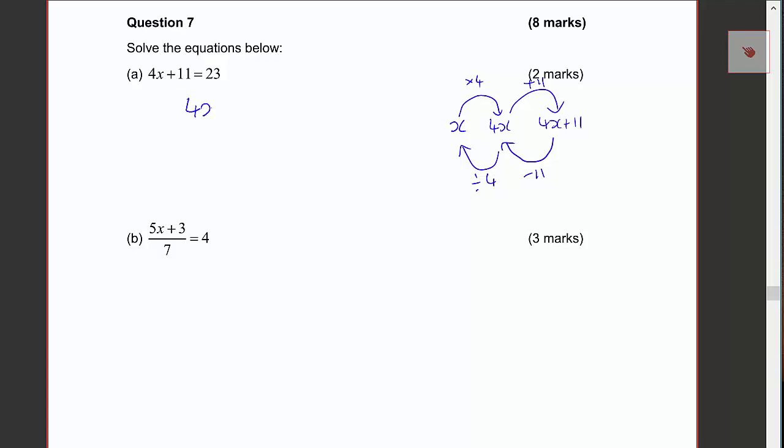If I do that, the left is 4x. Notice the flowchart gives me that. 23 take away 11 is 12. Then I'm going to divide by 4, and that means I get x on the left. The flowchart gives me that as well. 12 divided by 4 is 3.